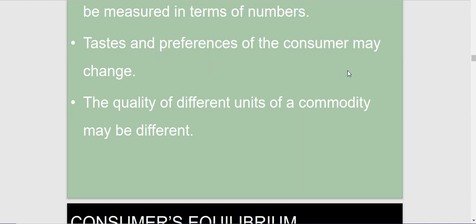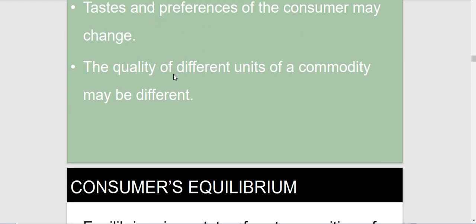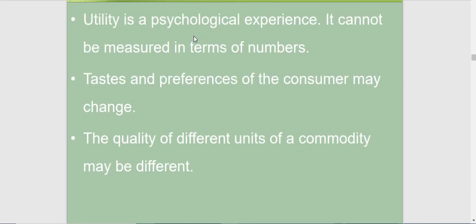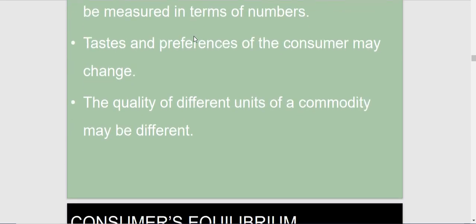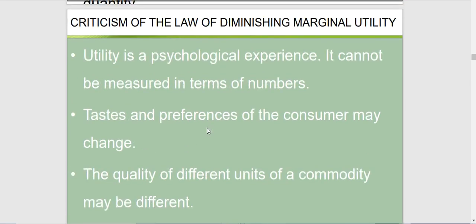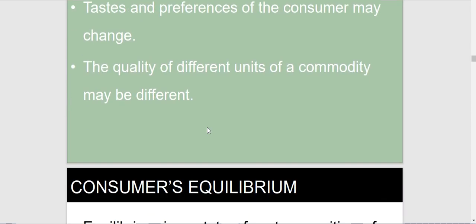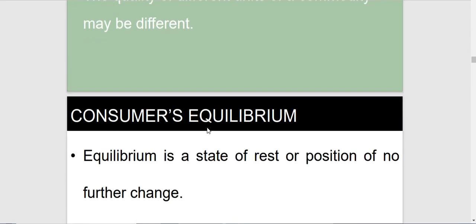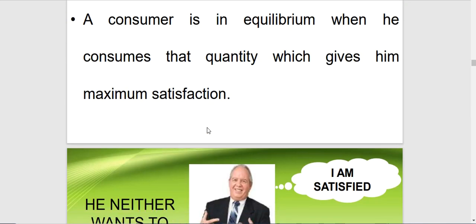The second drawback is that the tastes and preferences of the consumer may change. At one point of time, he would like to have apples. At another point of time, he would like to have oranges. So this is a drawback, as it cannot be applied in this theory. The third drawback of this theory is that the quality of different units of a commodity may be different. It is not necessary that all the apples a person is consuming will necessarily be of the same weight and size. So this is another problem that is normally faced by a person.